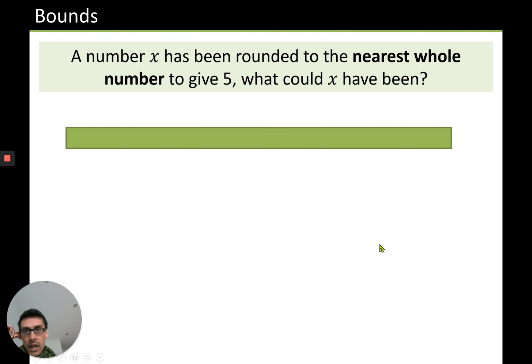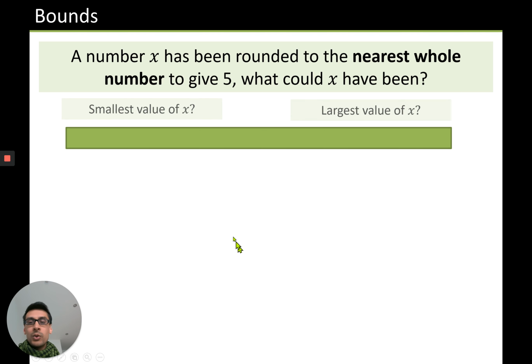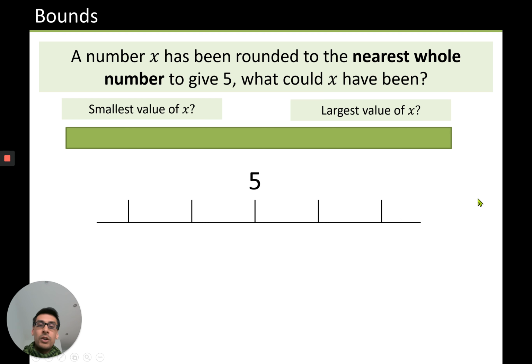Okay, so looking at bounds, the basics of bounds. If a number x has been rounded to the nearest whole number to give 5, what could x have been? Or another question to answer, what's the smallest and largest values of x that could have rounded to give you 5. Now you might draw a number line to work this out, and you can say, okay, we're now rounding to the nearest whole number. So I can say the nearest whole number above and below is going to be 4 and 6. Now let's look at the left-hand side first.